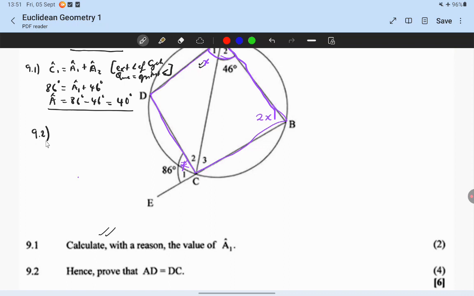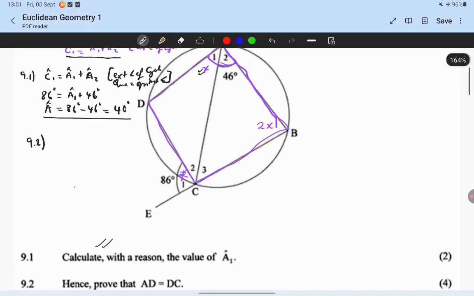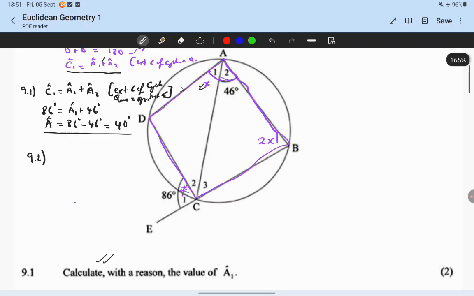And your 9.2. Hence prove that AD is equivalent to DC. So we want to prove that AD is equal to DC. How do you prove that lines are equal? If the lines are in the same triangle, the quickest way to prove that they are equal is to prove that this angle A1 is equivalent to C2. Once these angles are equivalent, we know that these lines are equivalent. The reason being, angles opposite equal sides are equal, or sides opposite equal angles are equal.